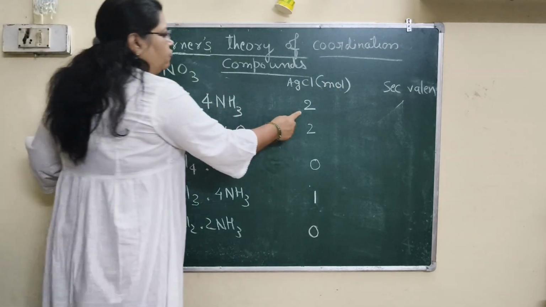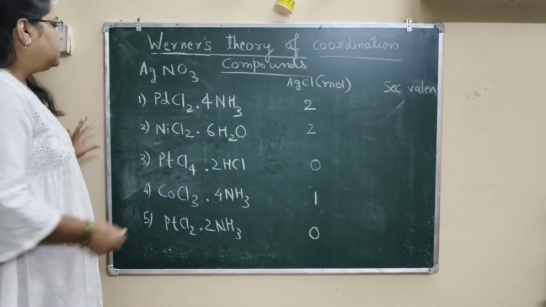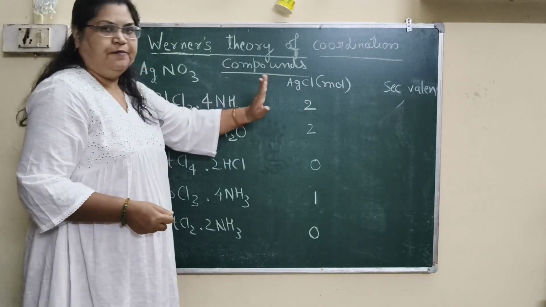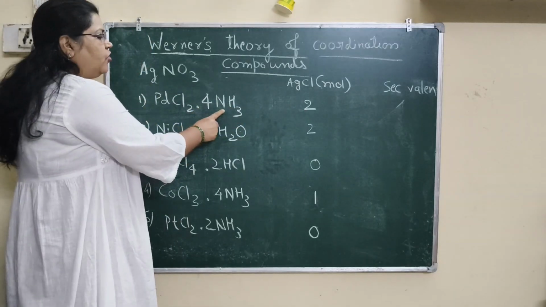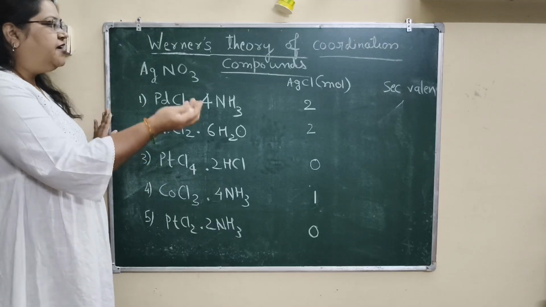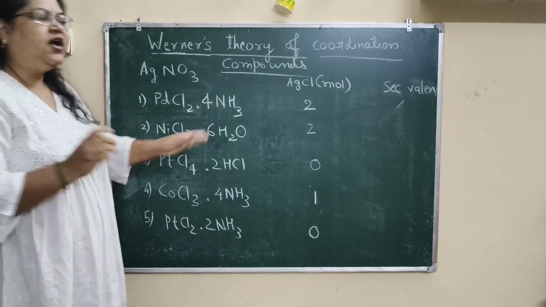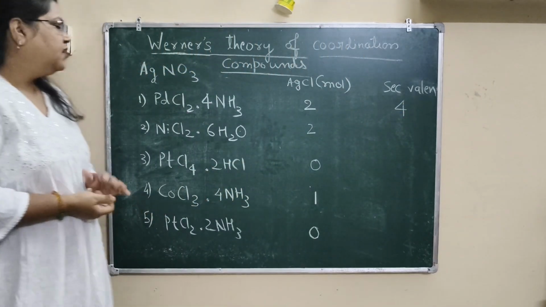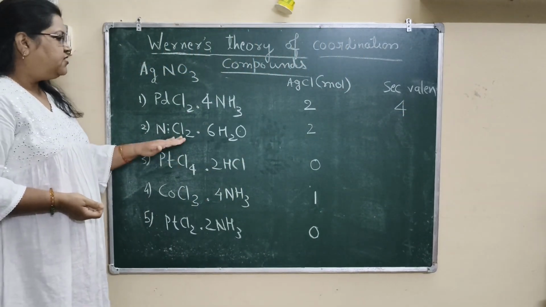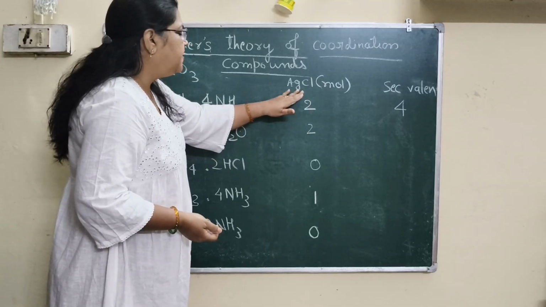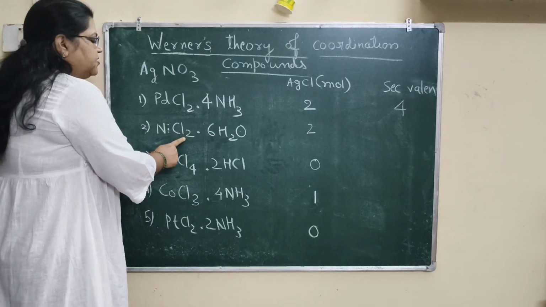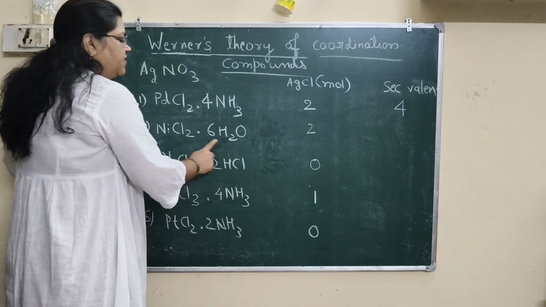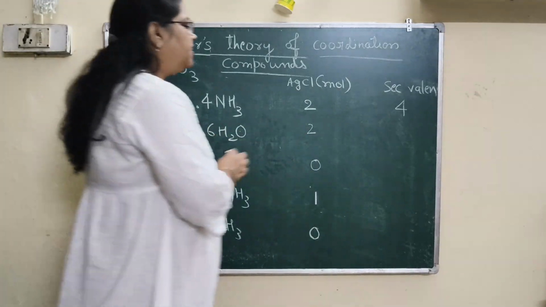This compound is giving 2 moles of AgCl. It means these two chloro ions, this is your primary valency, ionizable. There is no change in these 4 molecules of NH3 students. So secondary valency is your 4, non-ionizable. So secondary valency is 4 here. In our next example, students, this compound is giving 2 moles of AgCl. Both these two chloro ions are your primary valency, students, ionizable. But there is no change in 6H2O, so secondary valency is your 6.